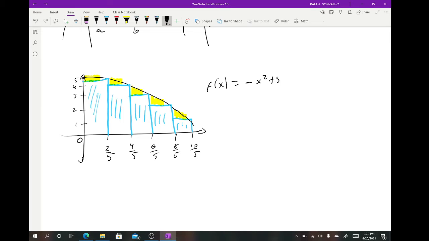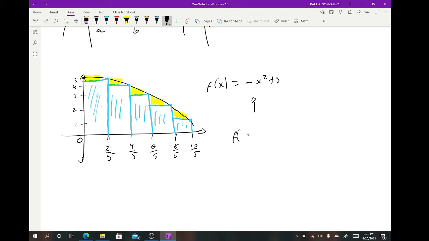Well, we know that the area of a rectangle is base times height, and we have a way of figuring out the height of these rectangles, and we have a way of figuring out the width of the rectangles. How do we figure out this height? Well, notice that I picked the height to be at these endpoints, 2 over 5, 4 over 5, 6 over 5, and I went up for each one of them to the graph. So there's a point here that corresponds to an output value of this function.